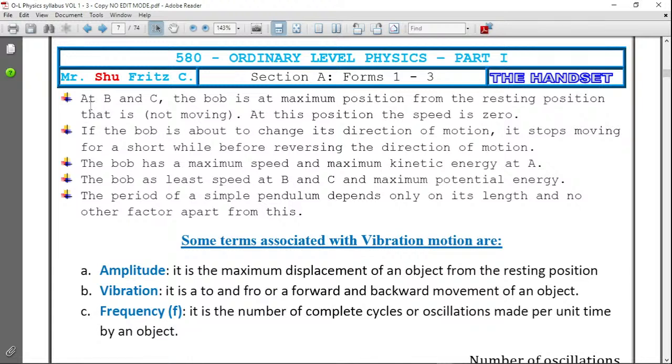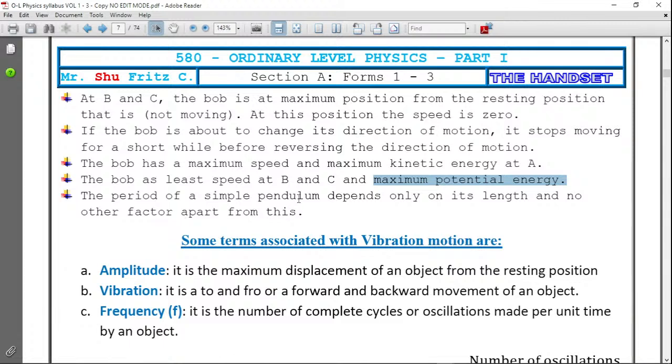So here, at B and C, the bulb is at maximum displacement from the resting position. That is, it is not moving. At this position, the speed is 0. This is how you answer the question in the GCE. That's outlined exactly in these notes. If the bulb is about to change its direction of motion, it stops moving for a short while, that's the instantaneous stop, before reversing the direction of motion. The bulb has maximum speed and maximum kinetic energy at A, that lowest position. The bulb has the least speed at B and C. Whenever the bulb has the least speed, it has the maximum potential energy.